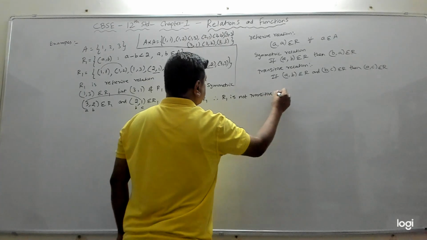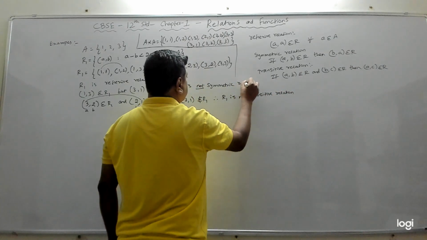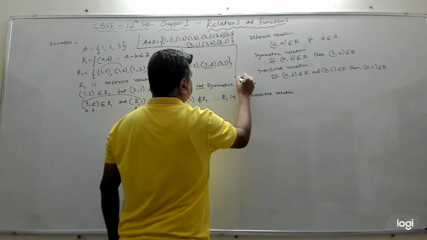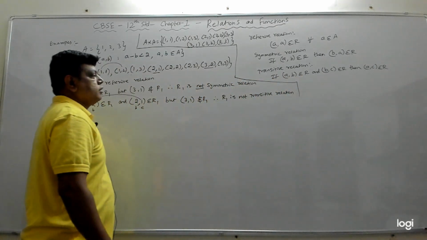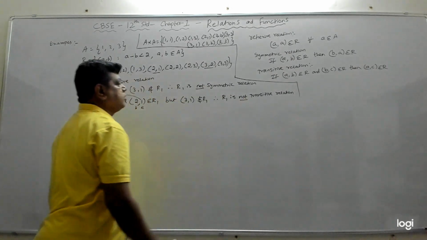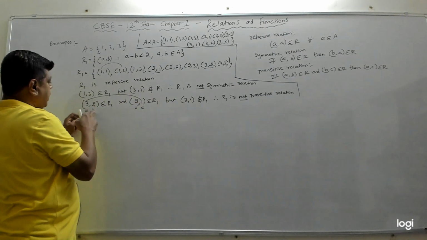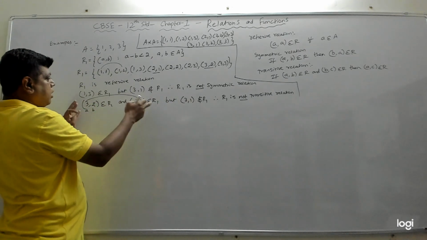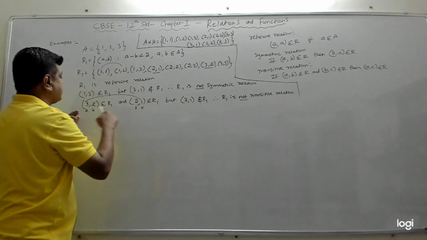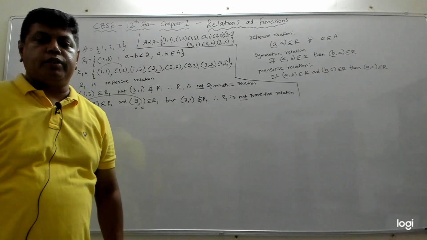A transitive relation can also be a symmetric relation. Fine. So therefore R1 is not a transitive relation. Because for this pair, A comma B is there, B comma C is there, both are in R1, but A comma C is not in R1, which is 3 comma 1 is not in R1. Therefore it is not transitive.